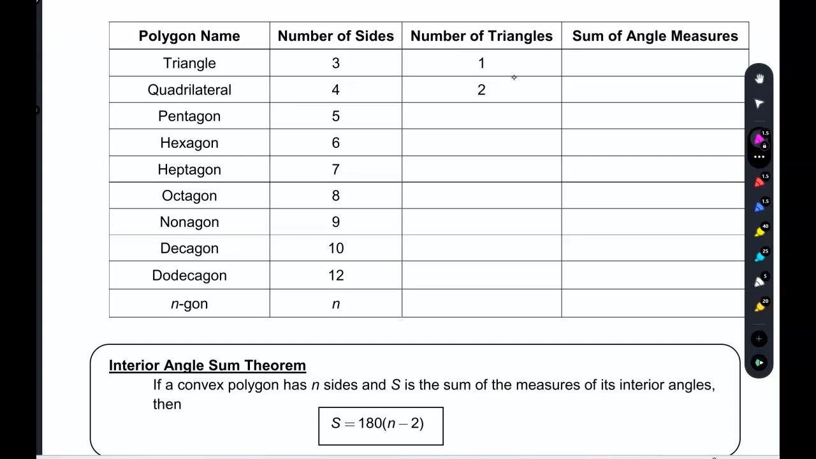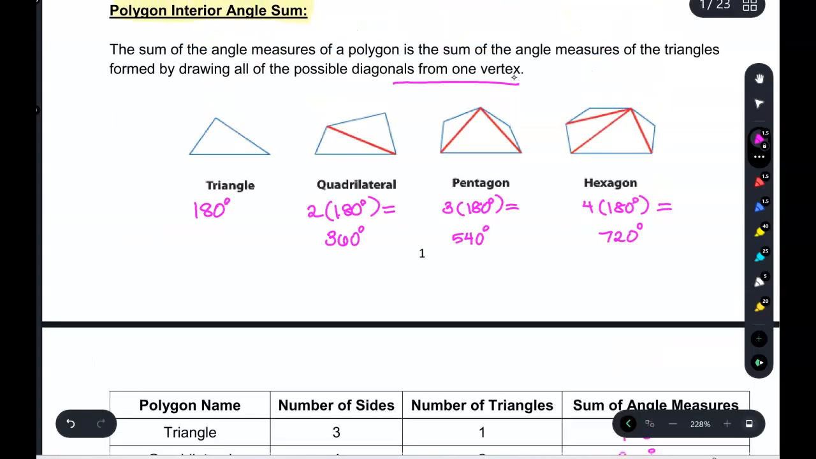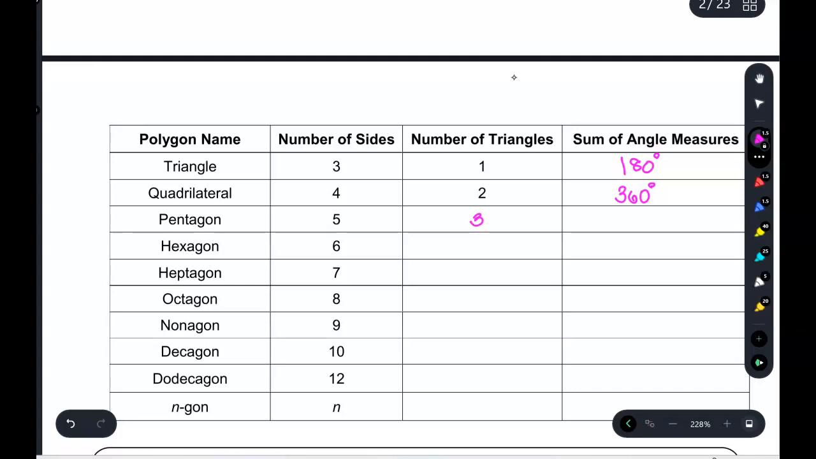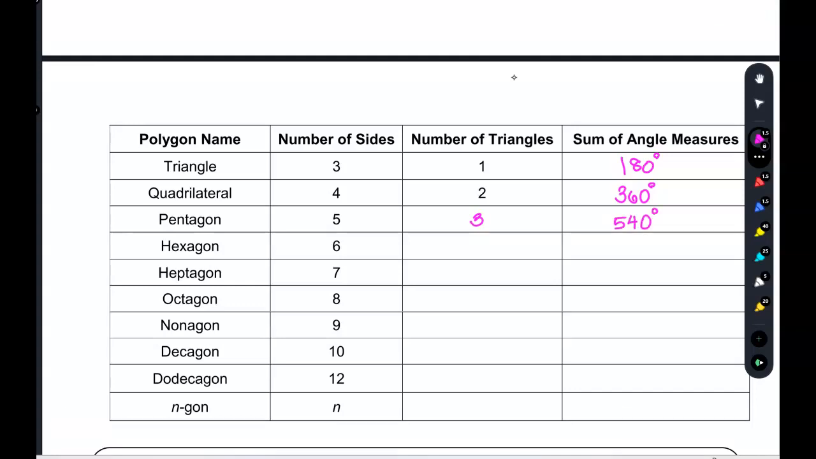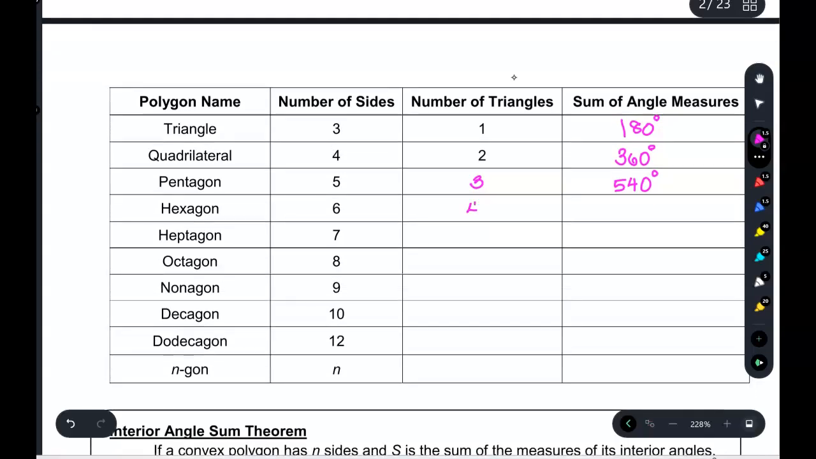So let's take a look at this chart here. If we have a triangle, we already know this. This is 180 degrees. We said a quadrilateral had 2 triangles. So that was 360. You remember back, a pentagon had 3 triangles. So that was 540. 720. This had 4 triangles.